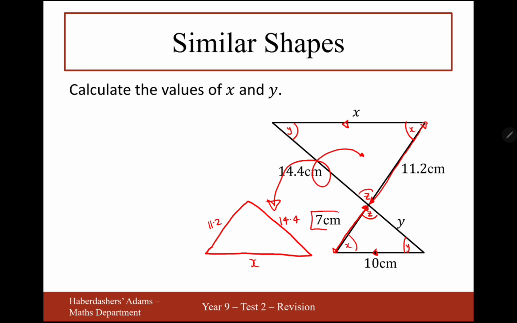So therefore, we definitely need to compare 7 and 11.2. So the scale factor is 11.2 divided by 7. So 11.2 divided by 7 gives 1.6 again. We've had that scale factor before. So to get from 10 to x, x is going to be 10 times 1.6, which is 16 centimeters.